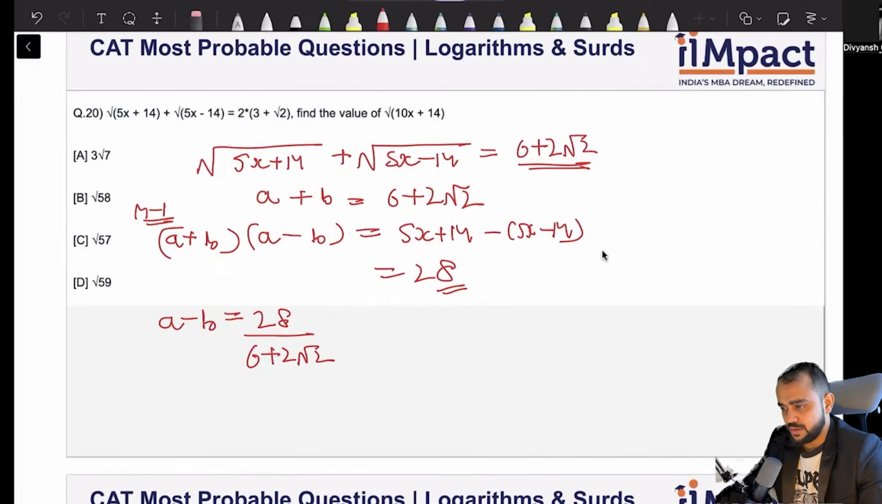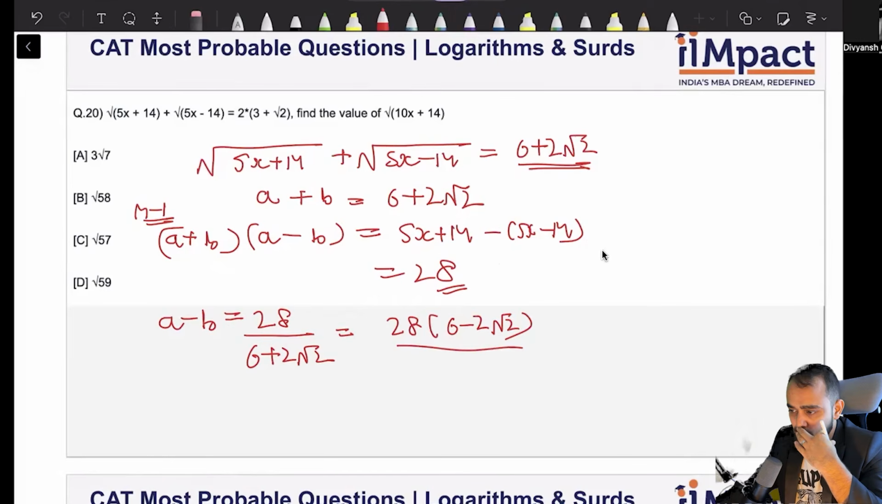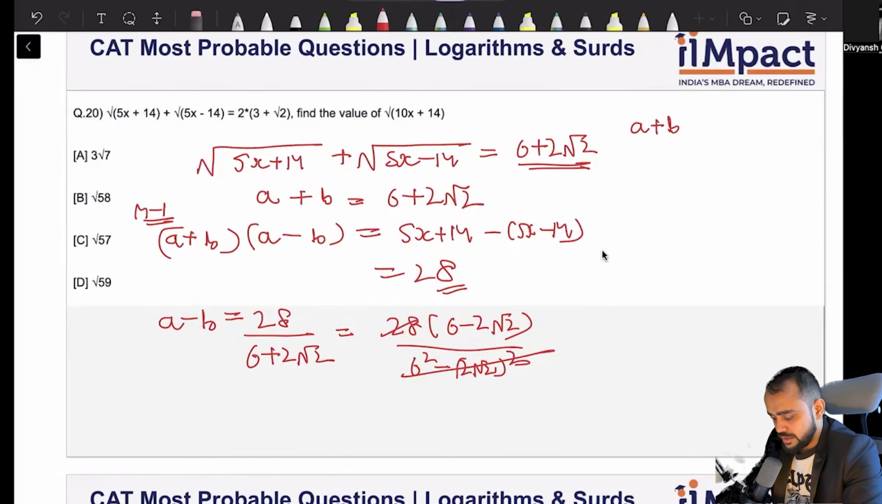Now let me further try and simplify this. This will turn out to be, if I rationalize this, 28 into 6 minus 2 root 2 divided by 6 plus 2 root 2 into 6 minus 2 root 2, which is going to be 6 square minus 2 root 2 whole square. That is 36 minus 8, which is 28, which will cancel out. So I have a plus b is equal to 6 plus 2 root 2, and I have a minus b is equal to 6 minus 2 root 2, which means that a is equal to 6 and b is equal to 2 root 2.